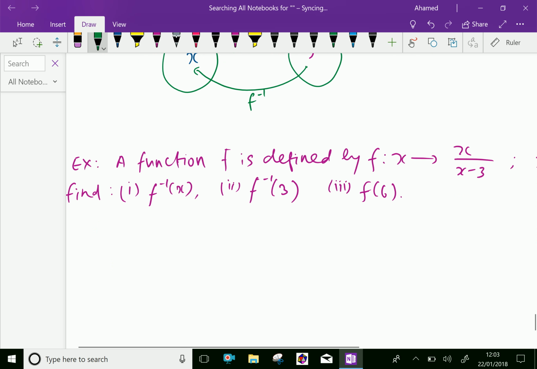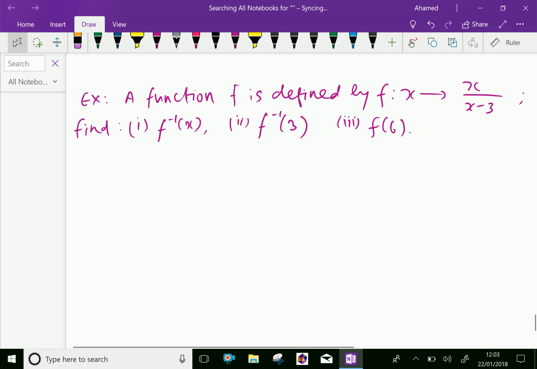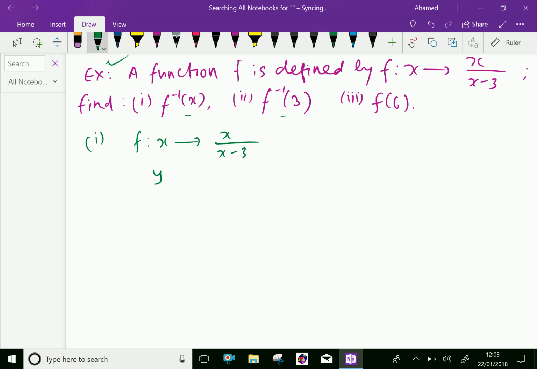Now let us do some examples to understand this concept clearly. Example: a function f is defined by f of x equals x over x minus 3. Find f inverse x, f inverse 3, and f of 6. First, let us do f inverse x. Instead of f of x, we introduce y equals x over x minus 3.